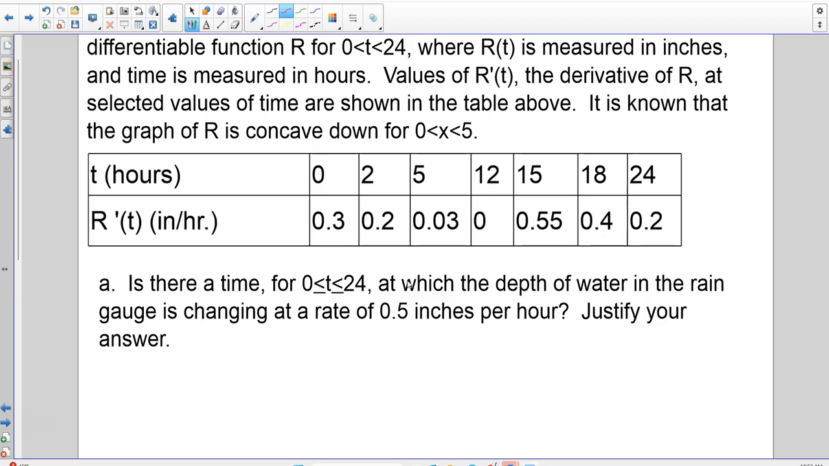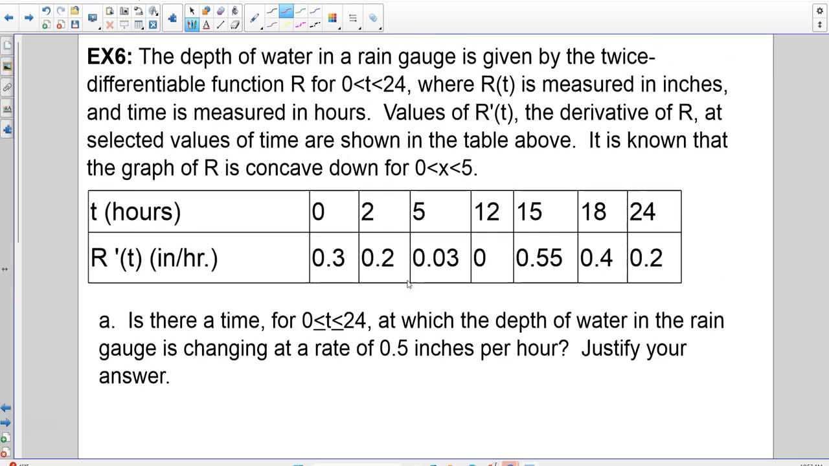I don't think so. I put it in the calculator so we can look at what's happening here. I'll let you know about that for sure when we run into how bad it gets. But so it says, is there a time from 0 to 24 at which the depth of the water in the rain gauge is changing at a rate of 0.5 inches per hour? Justify your answer.